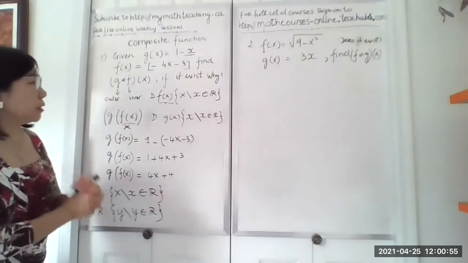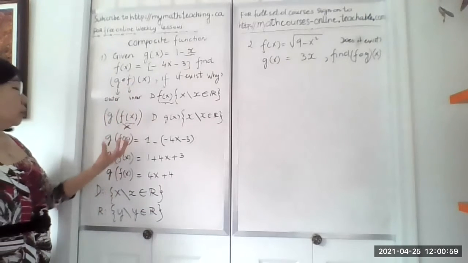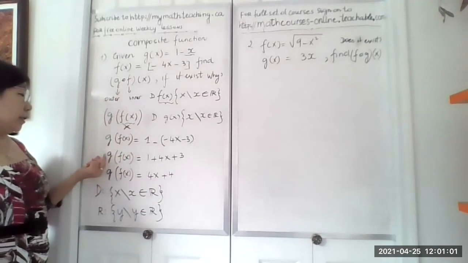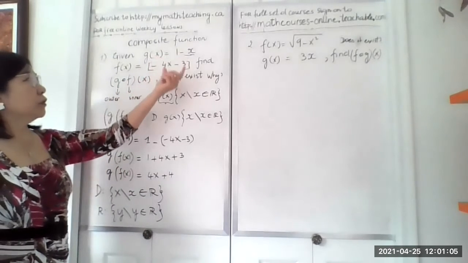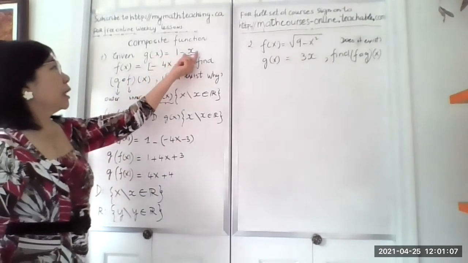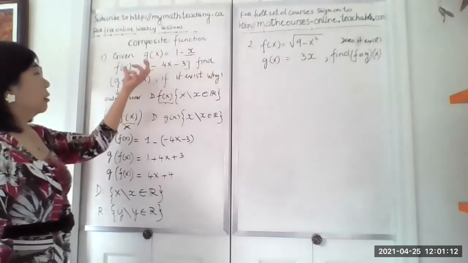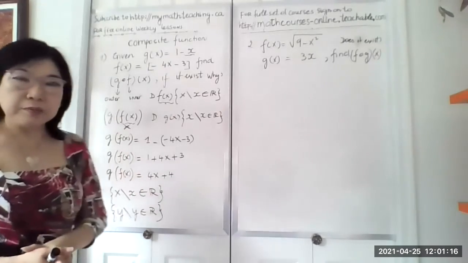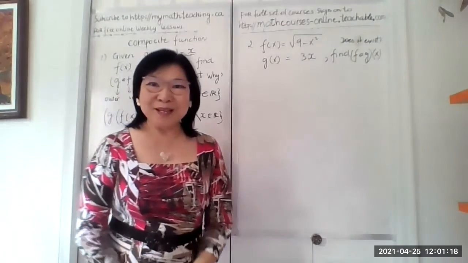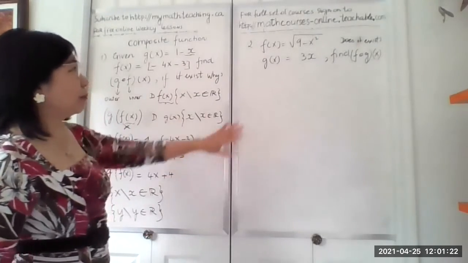In summary, if you want to find the composite function, make sure you identify the outer function and follow the expression of the outer function. Substitute the x of the outer function by the new function. Then you can combine them and become a composite function. I hope you can follow this.